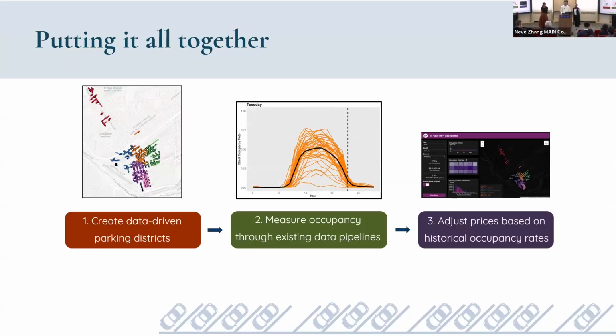In summary, we created a three-step process to price parking in El Paso. First, we created data-driven parking districts. By grouping streets with similar characteristics, most importantly by location, we can identify how different districts have unique parking behavior. Next, we measured occupancy through existing data pipelines, allowing us to find an appropriate dependent variable for the model. Finally, we proposed to adjust prices with predictive modeling. This will help guide policymakers in adjusting prices in El Paso's parking districts.